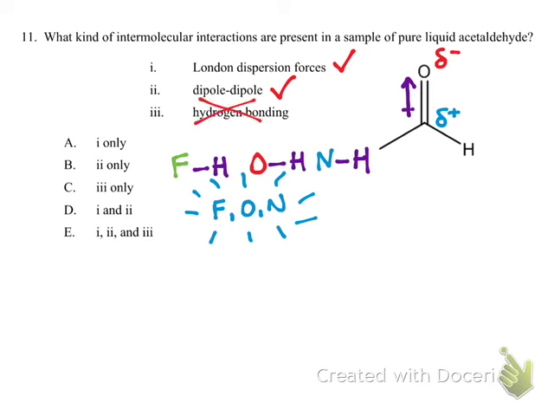It does not. It has a carbon bonded to a hydrogen, and that carbon is bonded to an oxygen, but the hydrogen needs to be directly bonded to the fluorine, oxygen, or nitrogen for hydrogen bonding. So we only have two. We do not have the trifecta here.